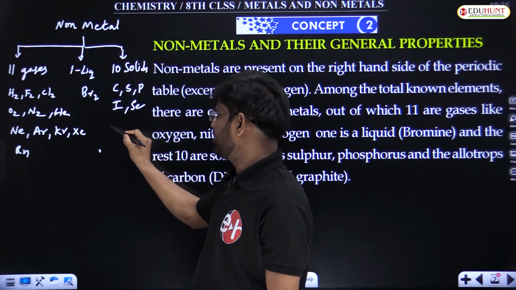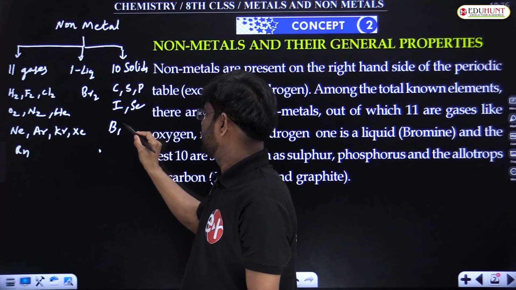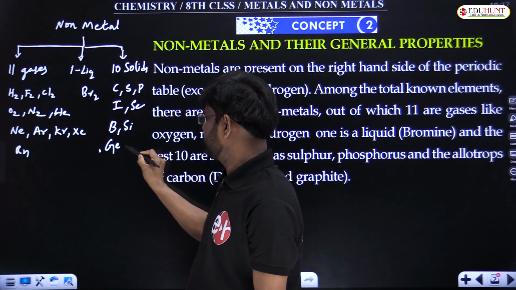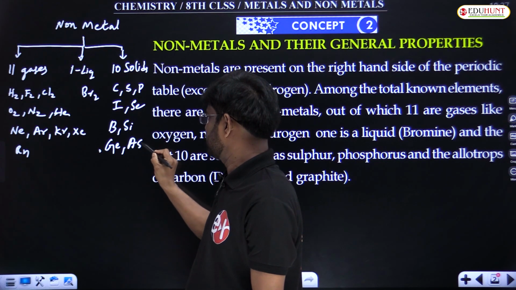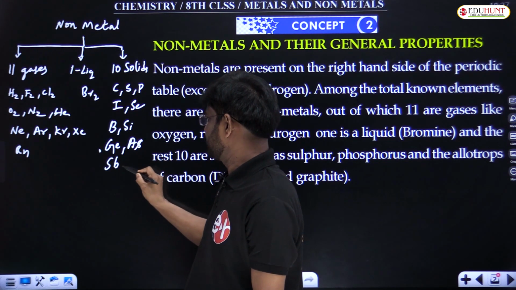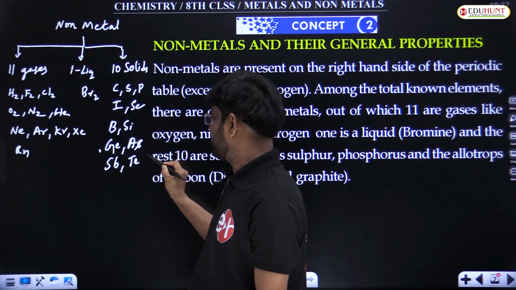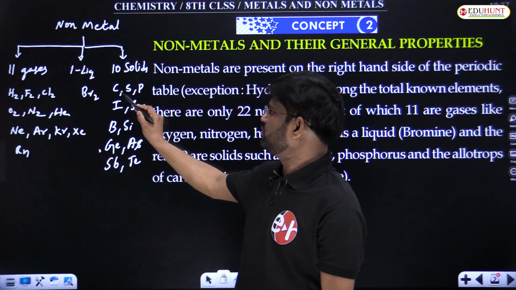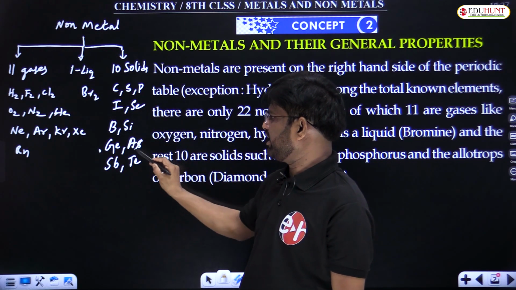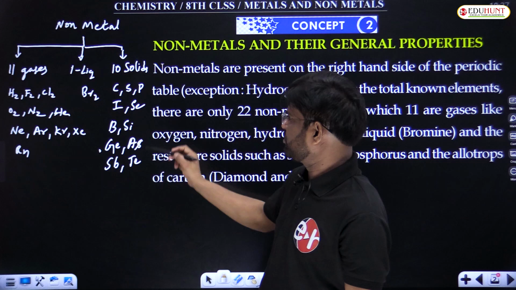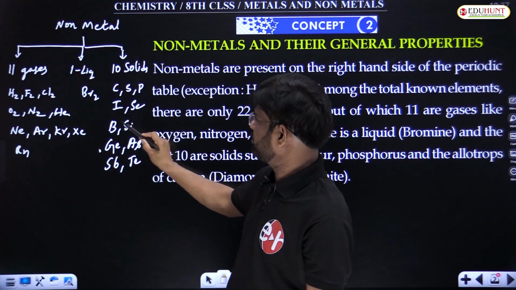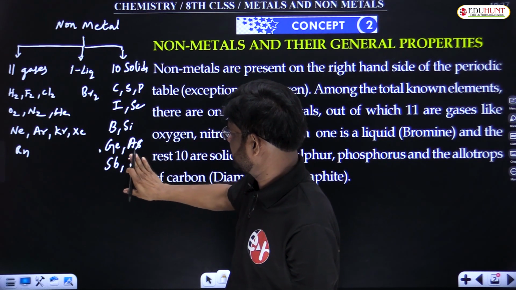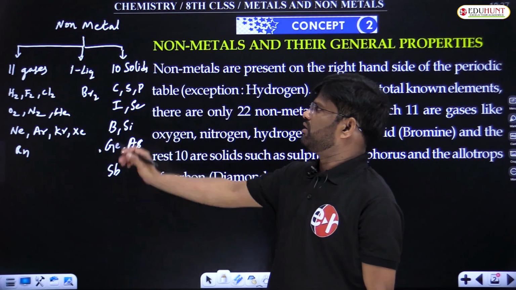And metalloids are also there: boron, silicon, germanium, arsenic, antimony, tellurium. These are the 10 solid non-metals.